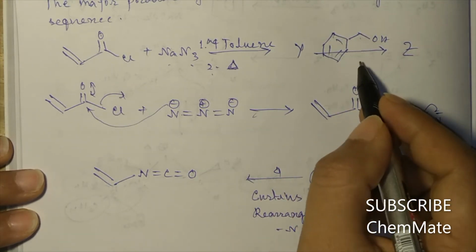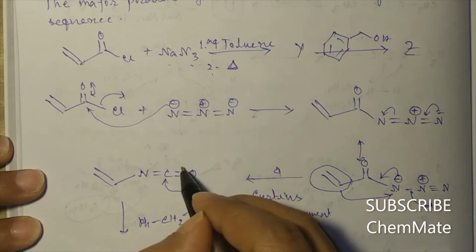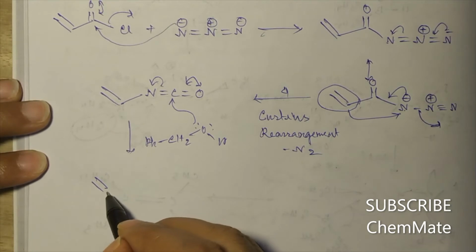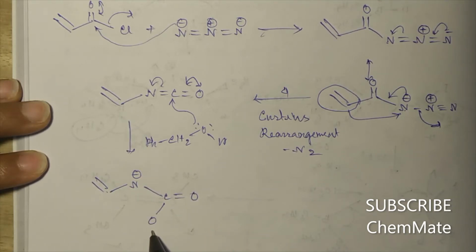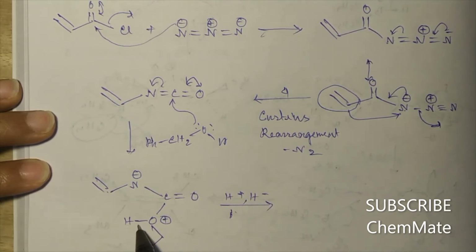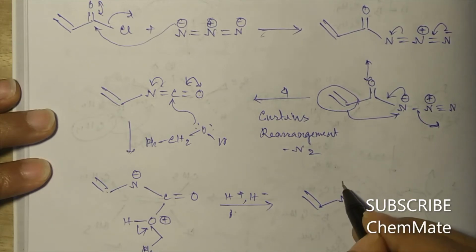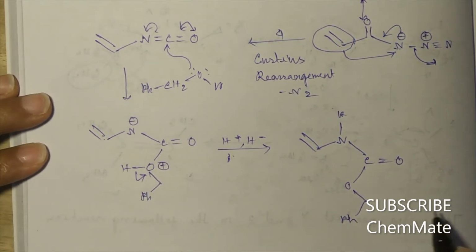Now this alkyl isocyanate, if it reacts with benzyl alcohol, so PhCH2OH, now H plus, H minus, this will be removed and this proton will be taken by this nitrogen. So this will be the product.